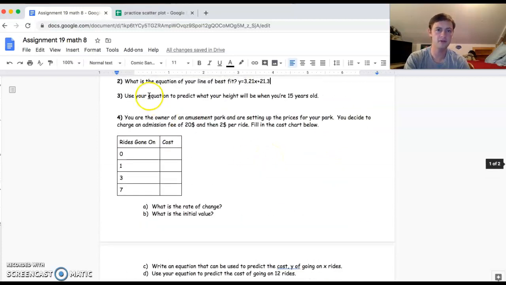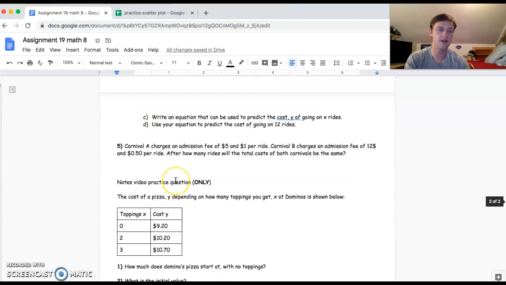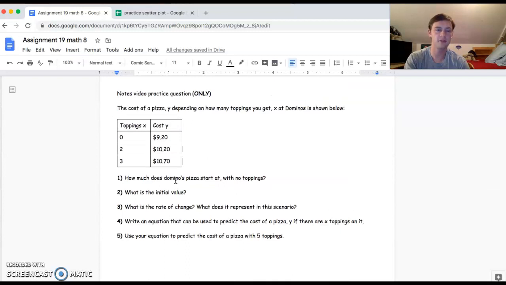Alright, you guys are going to be doing questions 3, 4, and 5. I do want to just practice one more thing with you guys. This is notes practice only. It says the cost of a pizza, y, depending on how many toppings you get, x, at Domino's, is shown below. This is the pizza questions, the linear equations, rate of change, initial value, ROC, IV, and all that stuff. So let's do a little recap here.